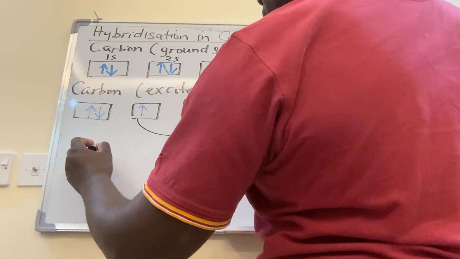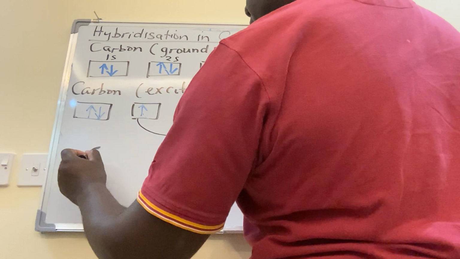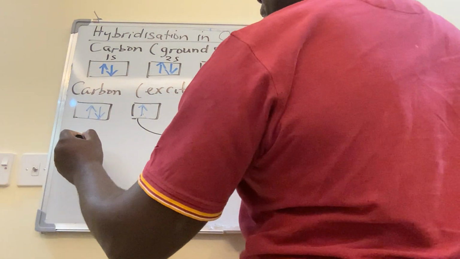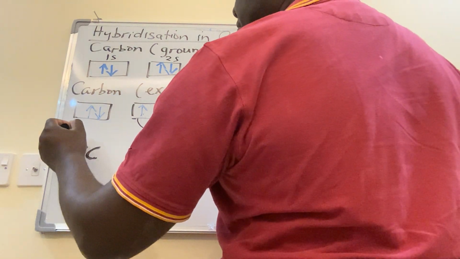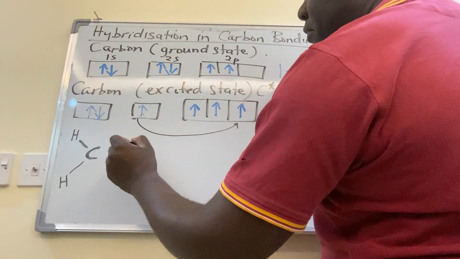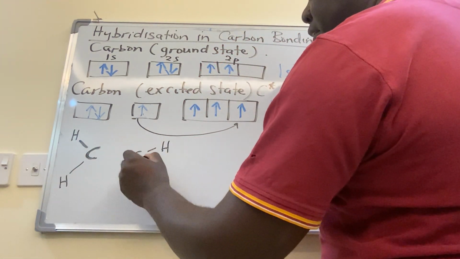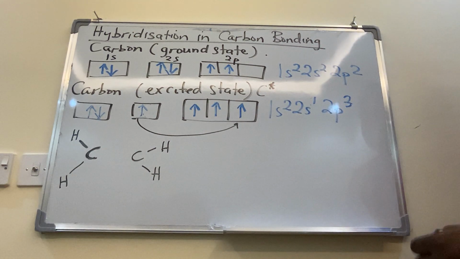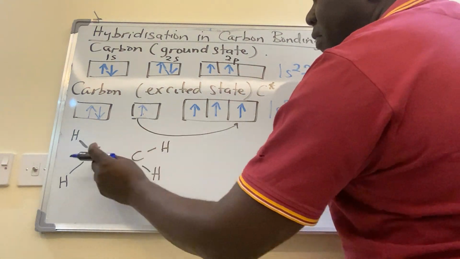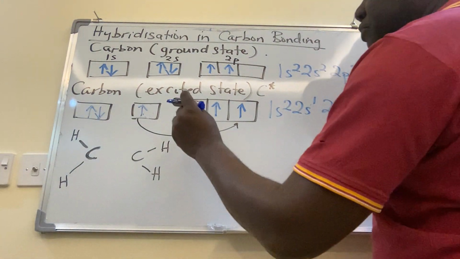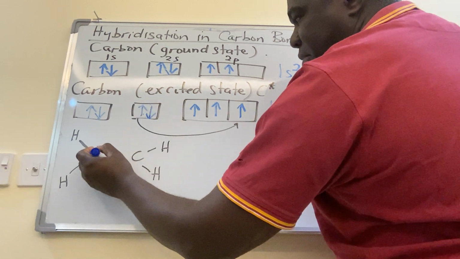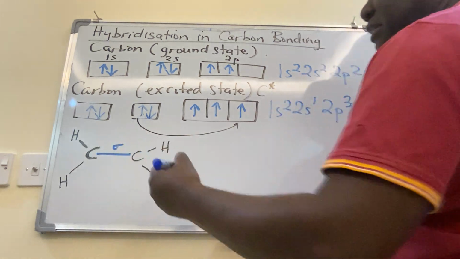Now let's look at what is happening at each carbon atom. Remember, at each carbon atom we're going to have 2 hydrogens, like that. So at each carbon atom, let us suppose one carbon forms a sigma bond with the other carbon. So that would be our sigma bond.